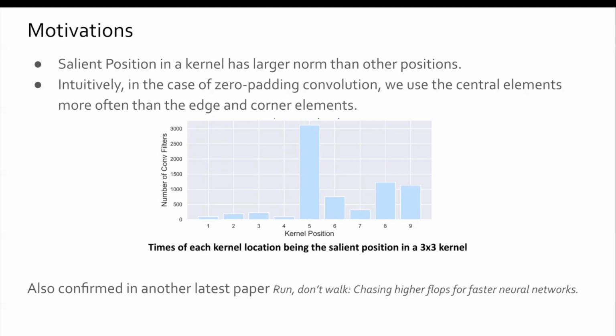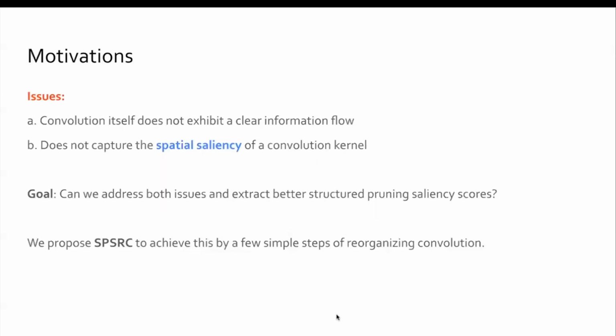There is a very intuitive understanding behind this. In the case of zero-padded convolution, we indeed use the central elements more often than the edge and corner elements. This phenomenon is also confirmed in another recent paper at CVPR 2023. However, this spatial saliency is not captured in current methodologies based on the convolution kernel norm, since they directly evaluate the kernel norm and use uniform weighting on each kernel position.